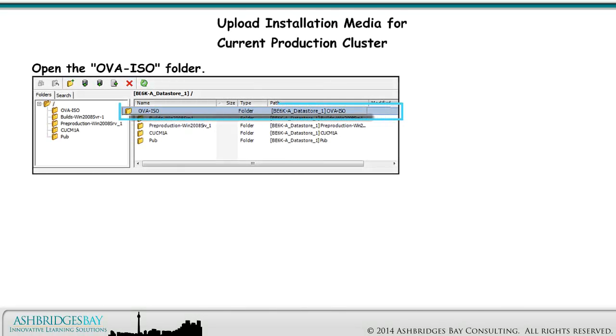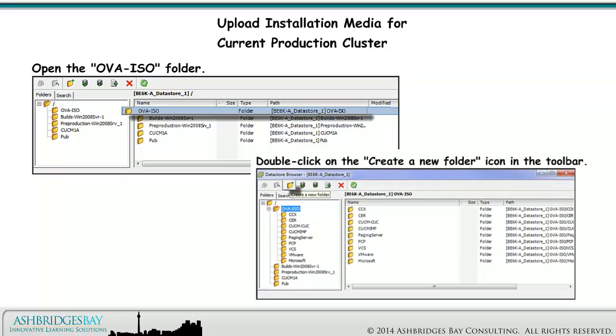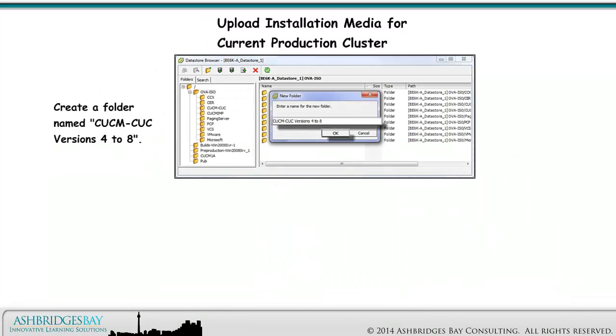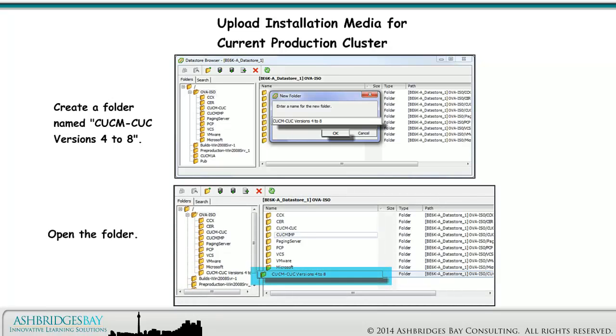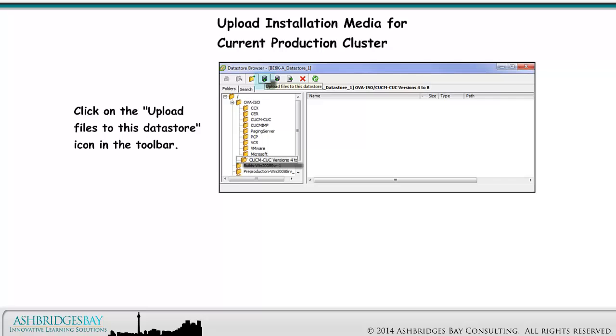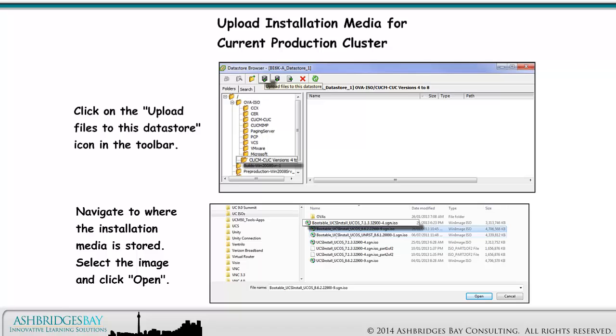Open the OVA ISO folder. Double-click on the Create a New Folder icon in the toolbar. Create a folder named CUCM CUC versions 4 to 8, or whatever's appropriate for your enterprise. Open the folder. Click on the Upload Files to this data store icon in the toolbar. Navigate to where the installation media is stored. Select the image and click Open.